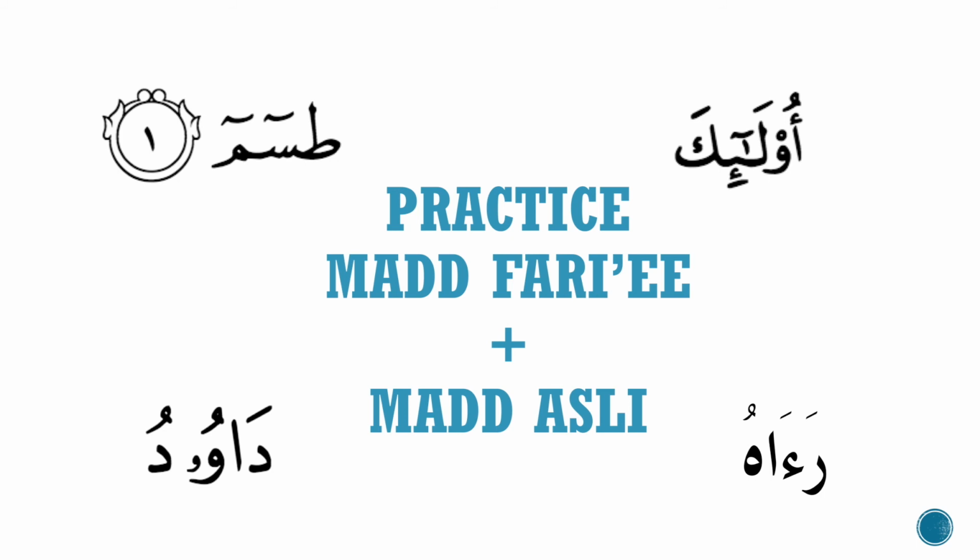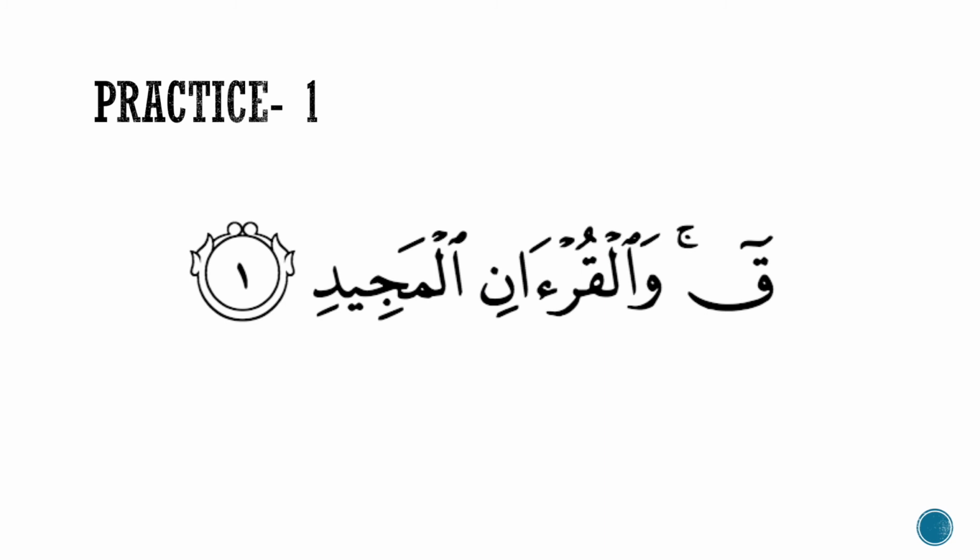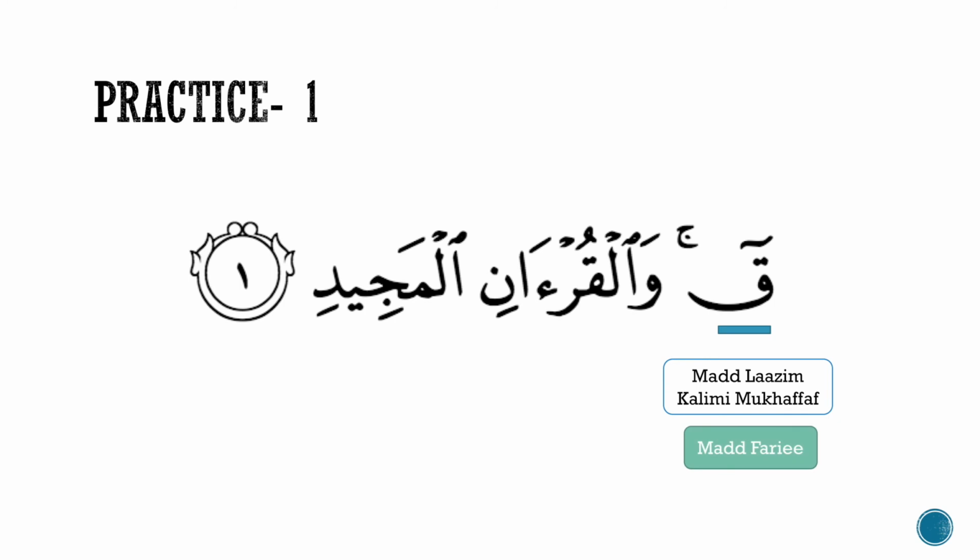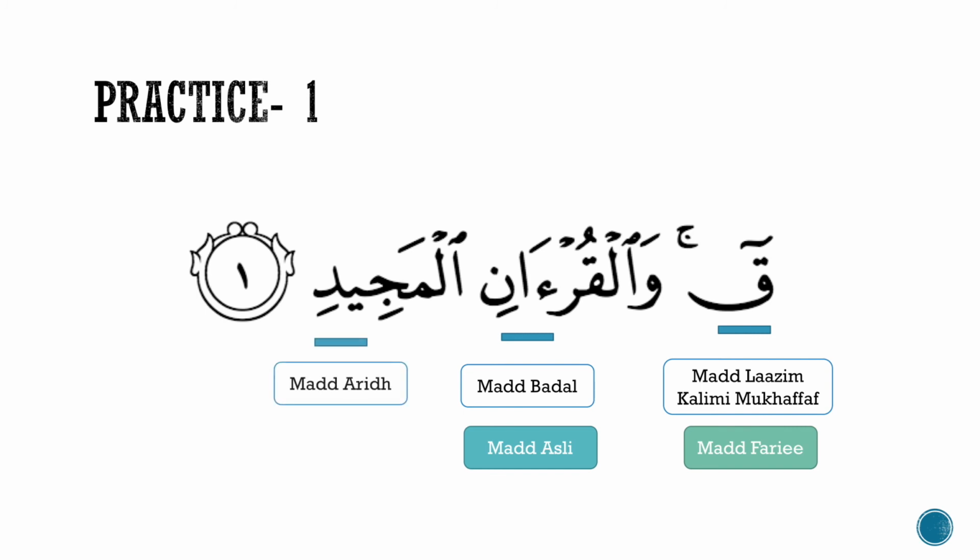Now we will be practicing mad fari'i and mad asli from the ayahs of the Quran. So example 1. For the word qaf, this is the rule of mad lazim kalami mukhaffaf, which is a rule of mad fari'i. For the word wal Quran, there is the rule of mad badal for the word a, and it's a rule of mad asli, which we will stretch for 2 counts. And lastly, al-majid, where the rule is mad arid, and it is a rule of mad fari'i.